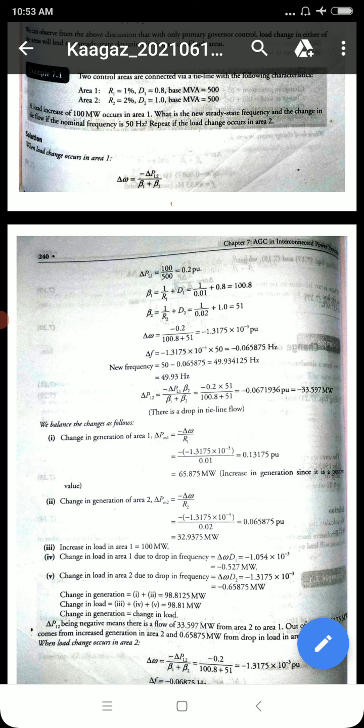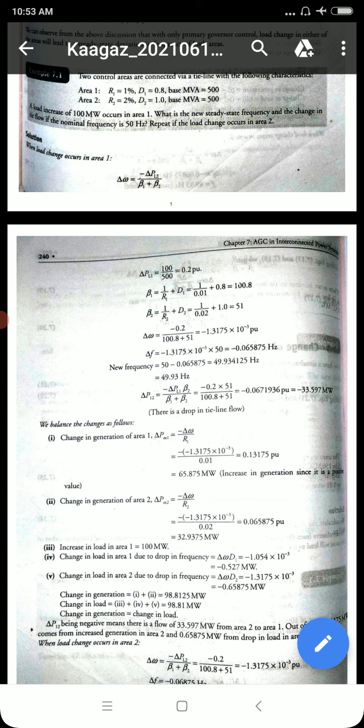If you want it in actual hertz, delta omega is converted to delta f by multiplying by the actual frequency, 50. It is given in per unit value, so if you multiply it by 50, you will get hertz. That is minus 0.065875 hertz as the delta f, the change in frequency.